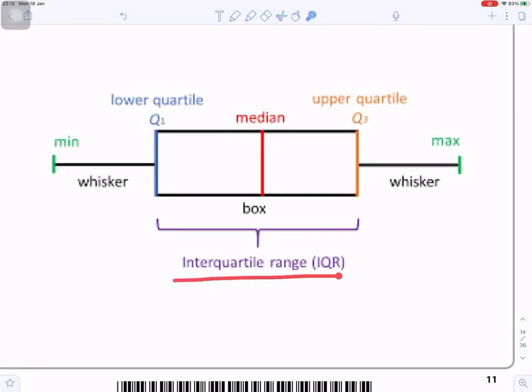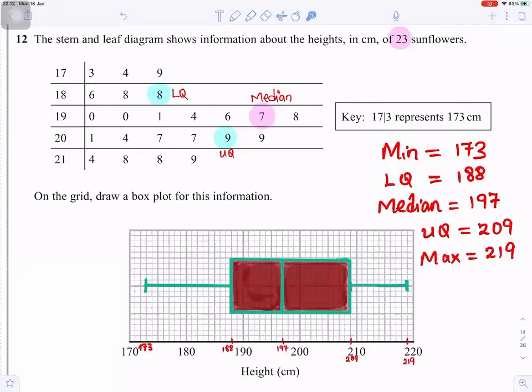So the interquartile range is the upper quartile minus the lower quartile. So that's what we're going to draw and put the numbers. So it's important for you to remember this information. So to draw that, the minimum value is 173. So we put the 173. The maximum value is 219. So mark it there. Lower quartile is 188. The median is 197. The upper quartile is 209.